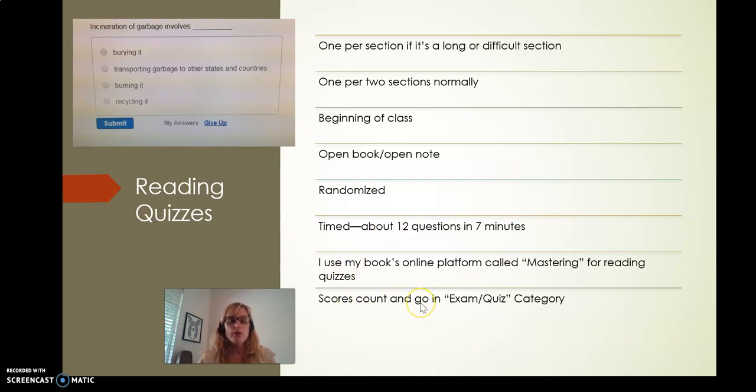So my scores count as a quiz and go into the exam and quiz category. Oh, and they're randomized too, so the questions don't go in order of the book. So it's another way for me to force the kids to read the book at home.